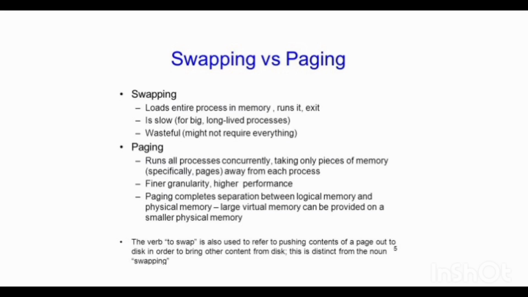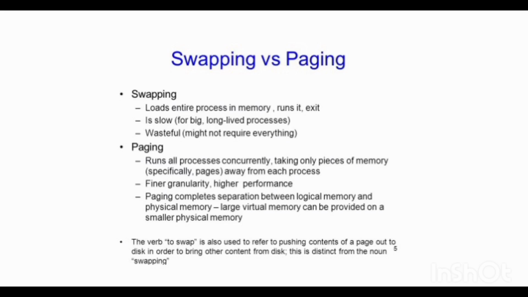Next, we see swapping versus paging. Swapping loads an entire process into memory and runs it until exit. It is a slow process. Paging runs all processes concurrently, taking only a piece of memory. It has finer granularity and higher performance. Paging gives complete separation between logical memory and physical memory. Large virtual memory can be provided on a smaller physical memory. Next, we see file system management.